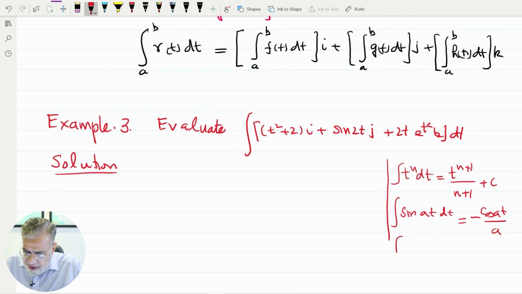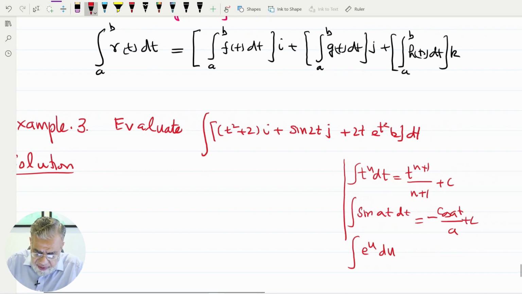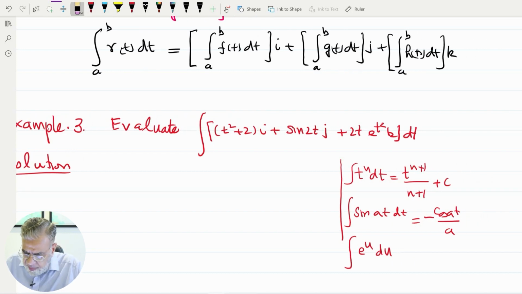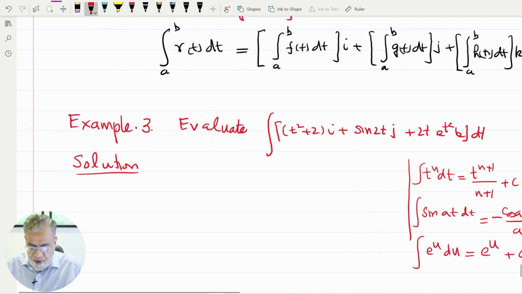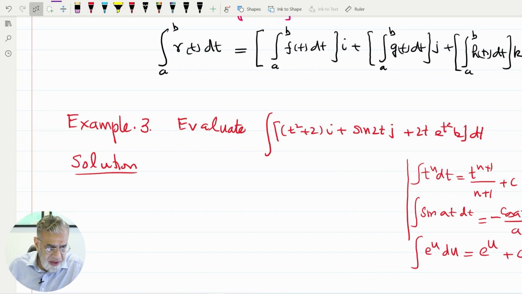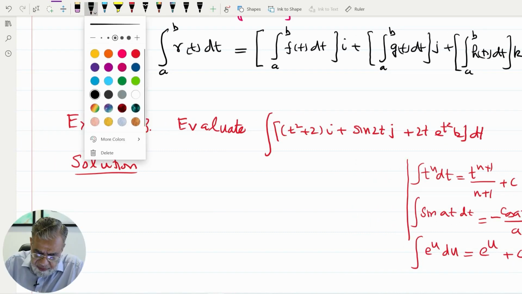The third one is our exponential formula: the integral of e to the power u du is equal to e to the power u plus a constant c. So our u in this case will be t squared, and our du will be 2t dt. So our integration will be e to the power t squared. We use this formula and write the integral term by term.